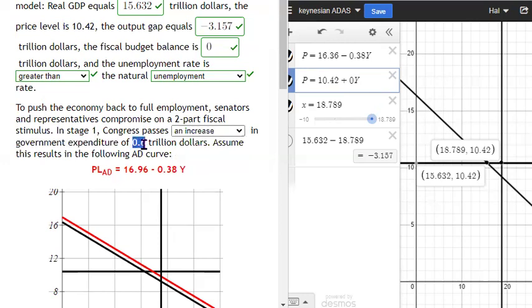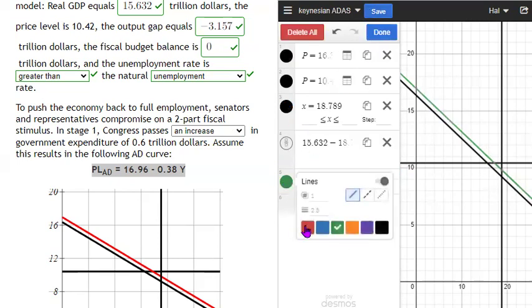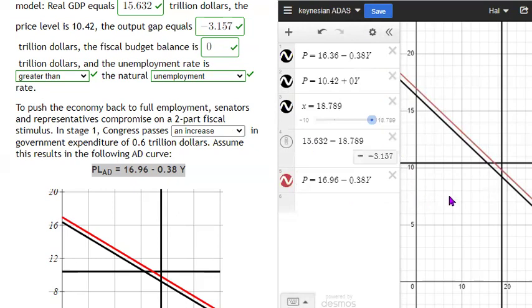And in this one, we're going to choose an increase in government expenditure. And I give you the amount that government expenditures were increased by. They're increased by $0.6 trillion. Now, we're going to assume that the effect of increasing government expenditures by $0.6 trillion resulted in this new aggregate demand curve. So I'm going to copy it. I'm going to put it down here. I'm going to delete everything but the P. Then I'm going to change the color to red to match the graph, right, in my open math. Okay, so this is the new aggregate demand curve. This was the initial aggregate demand curve, right?